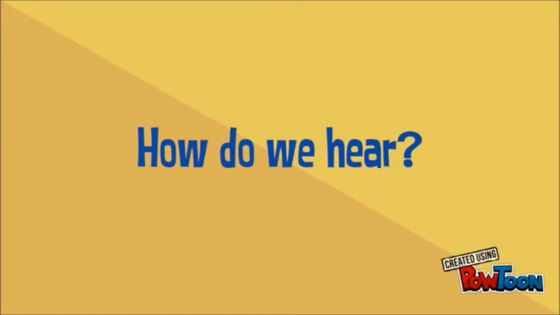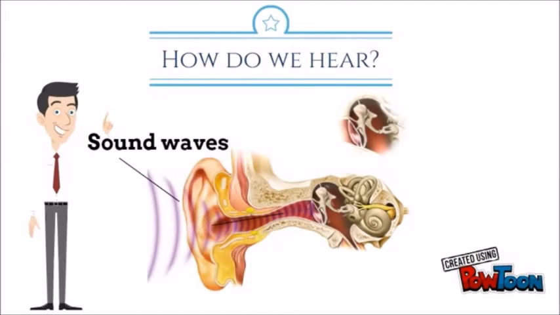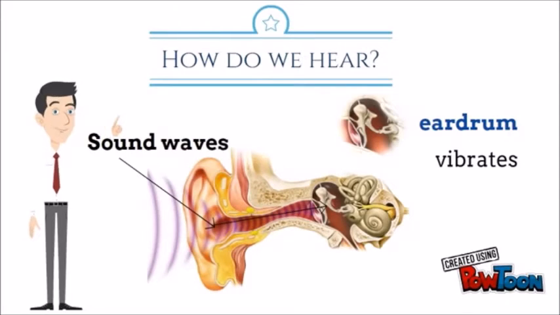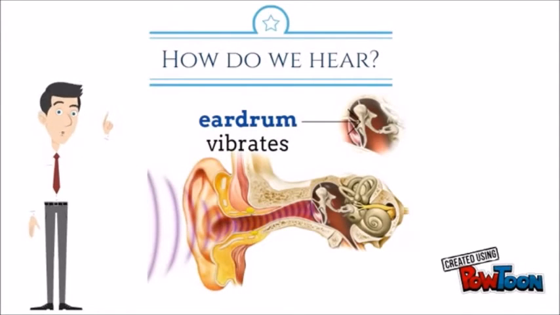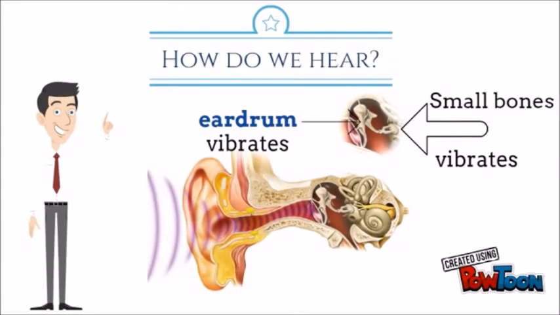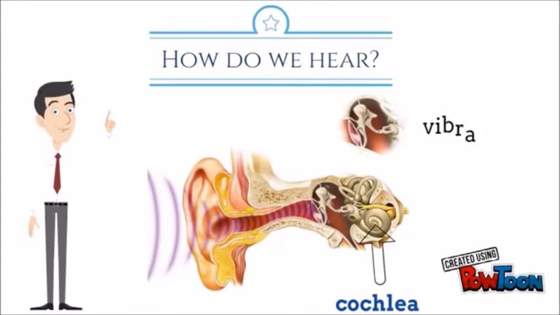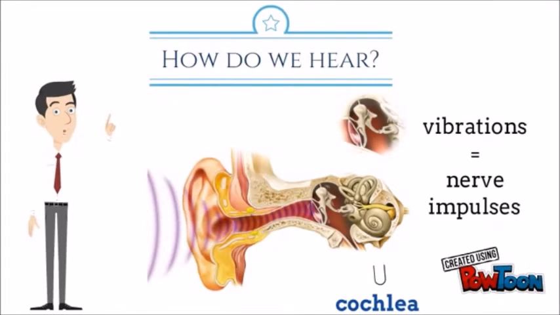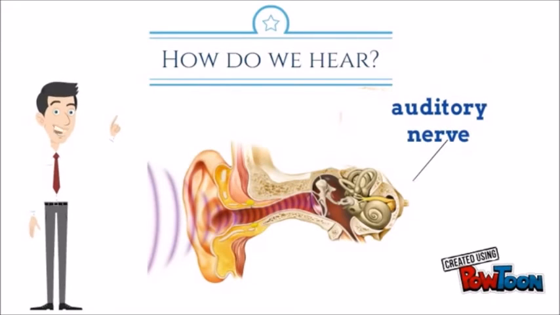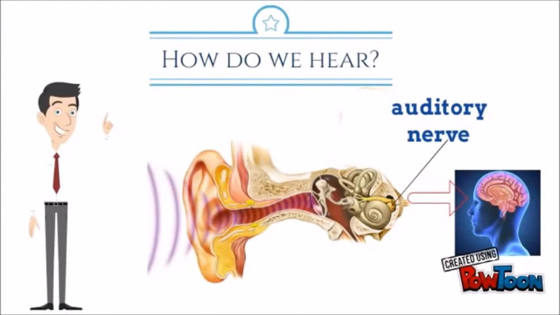Now that we know how we see, let's see how we hear. Sound waves go into our ear and hit the eardrum. As a result, the eardrum vibrates. When the eardrum vibrates, it makes the small bones inside the ear vibrate too. The cochlea detects the vibrations and produces nerve impulses. The auditory nerve transmits these impulses to the brain. Then the brain, as always, interprets the information.